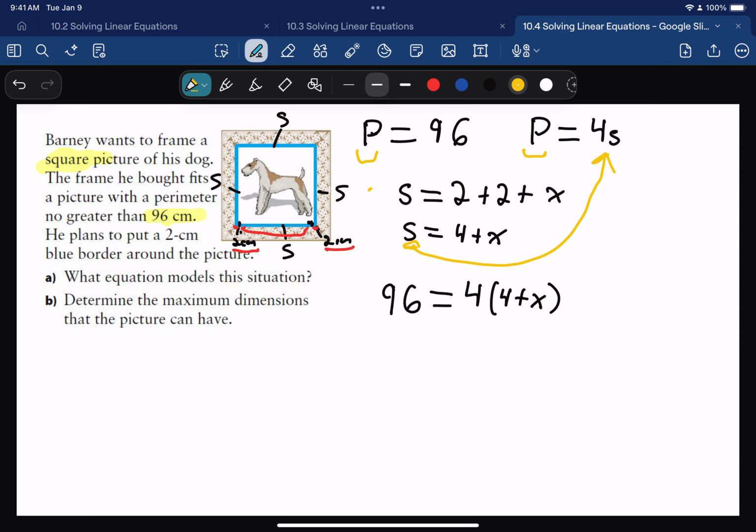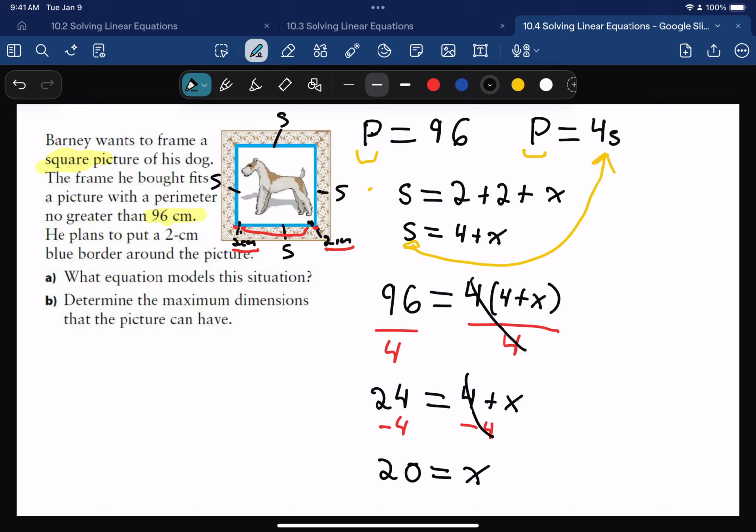Now it's saying determine the maximum dimensions that the picture can have, so this would be solving for our x. I'm once again going to do the divide first method. Divide by 4 here, and divide by 4 on the other side. 96 divided by 4 is 24, and the 4s cancel each other out, and we have 4 plus x. Now we subtract 4 from this side and subtract 4 from this side. These cancel. This gives 20 equals x.